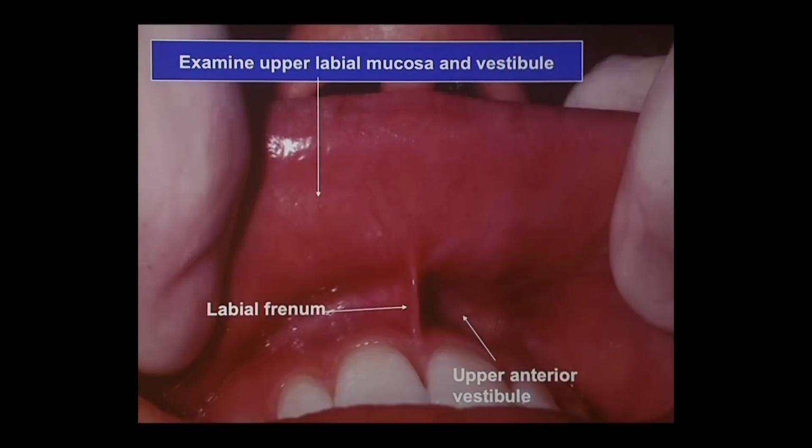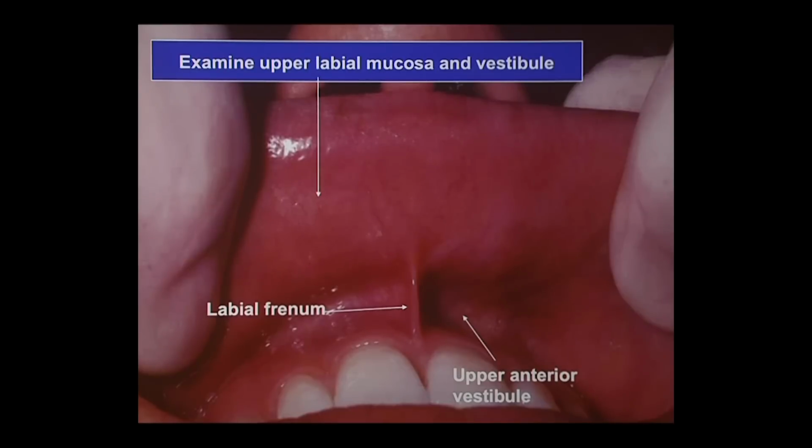So we look at the lower lip, then we look at the upper lip. We do the same thing. We stretch it over the nose. And we look at the color and the texture. It should be nice and pink. There shouldn't be any difference in color when you look at it.